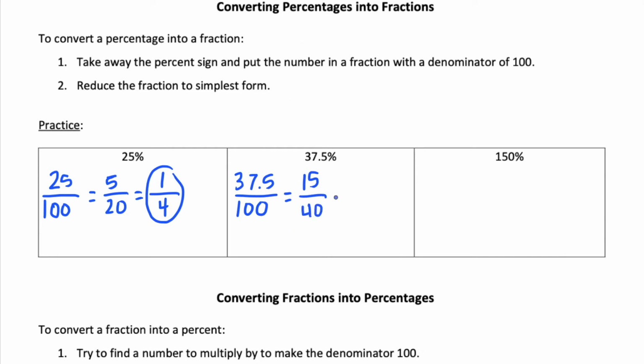When I have 15 out of 40, those are both divisible by 5, and 15 divided by 5 is 3, and 40 divided by 5 is 8, so I end up getting 3/8 there.